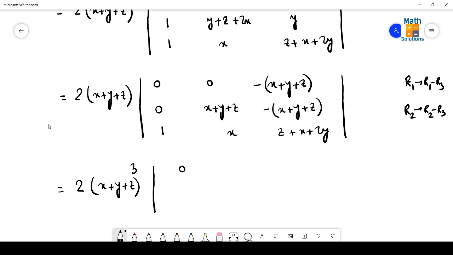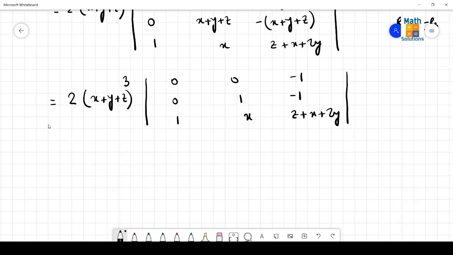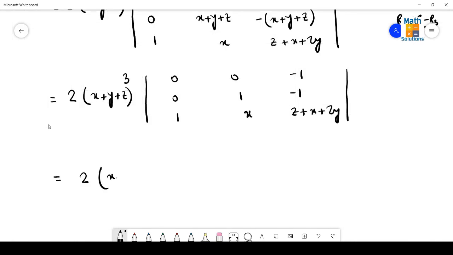So what are the things left inside? Minus 1, then 0, 1, again minus 1, then 1 x, z plus x plus 2y. So after this, if I want to expand along C1, we shall be getting terms like 1 gets multiplied with product of these two terms will be 0, followed by product of these two terms, means minus minus plus, it is 1. So what did I do?